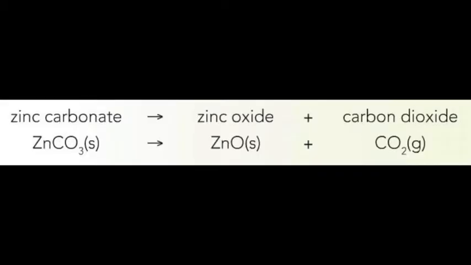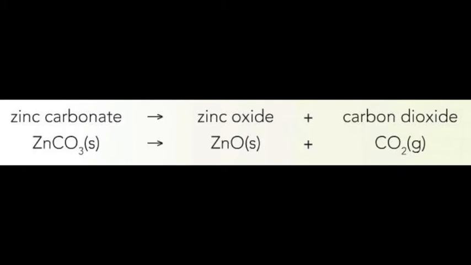Balanced equations show what happens to the atoms in a chemical reaction. Here is the balanced equation for the thermal decomposition of zinc carbonate. There is 1 zinc, 1 carbon, and 3 oxygens on each side of the equation. Each of these symbols represents an atom of an element. There are the same numbers of atoms of each element on both sides, so it is a balanced equation.